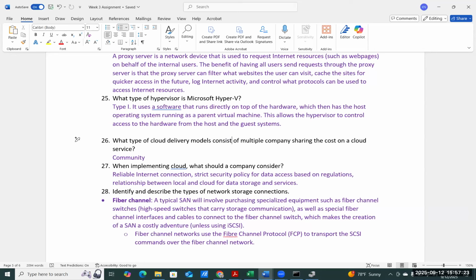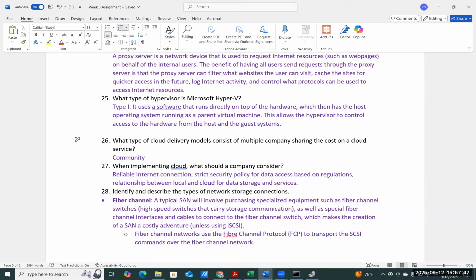When implementing cloud, what should a company consider? Most importantly, internet connection. If you lose internet connection, you cannot connect to other networks, right? So internet connection just represents that we can connect to an external network. So your connection to the external network is important.